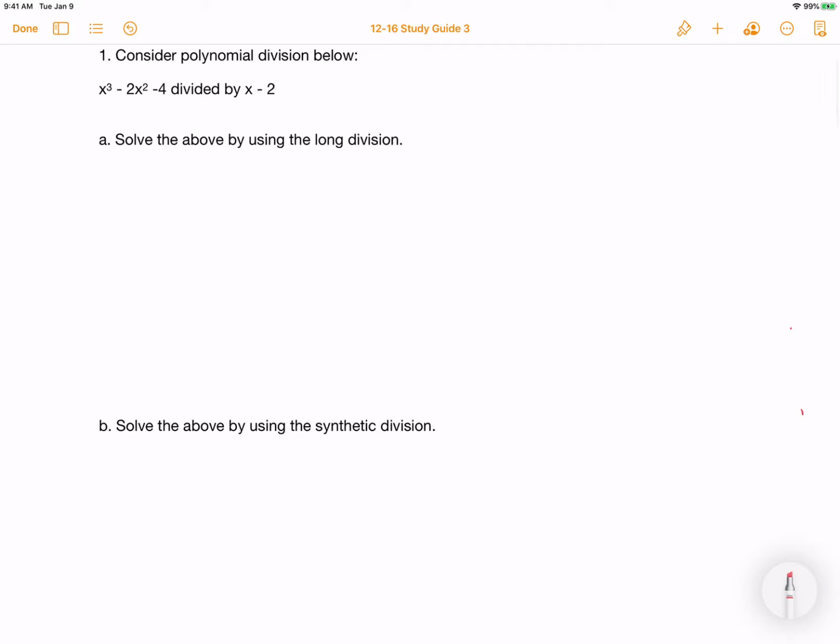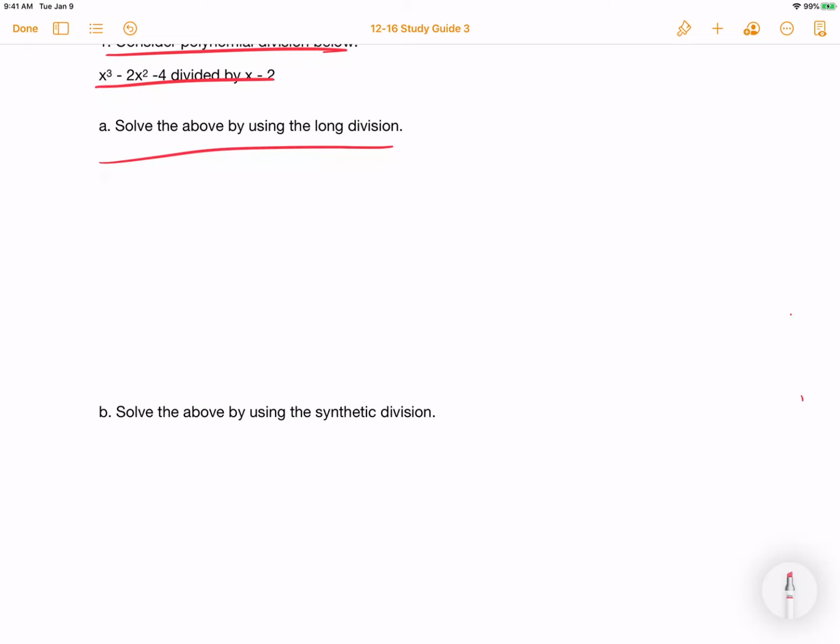Okay. So I had some questions and requests to have the answer key uploaded so you guys can all see. But also I'm going to give you a detailed explanation as to how to do this. So consider the polynomial division below, x cubed minus 2x squared minus 4 divided by x minus 2. Solve for the above by using long division.